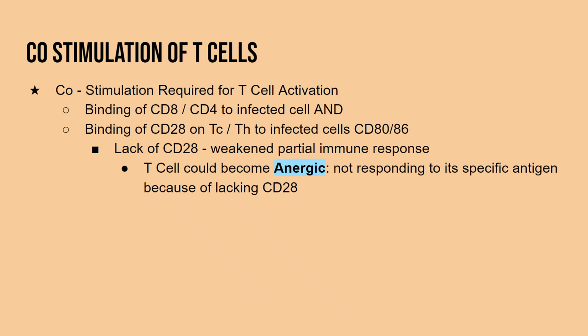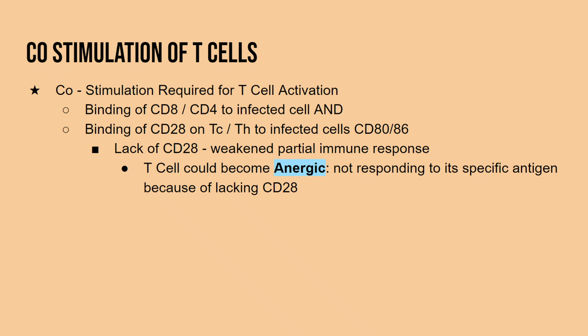So this is just the co-stimulation that we talked about written out. It's those two factors: binding of CD8 if it's a cytotoxic T cell, or CD4 if it's a helper T cell, to the prospective MHC on the cell that is presenting the antigen. And then also binding of CD28 to the presenting cell's CD80 or 86.